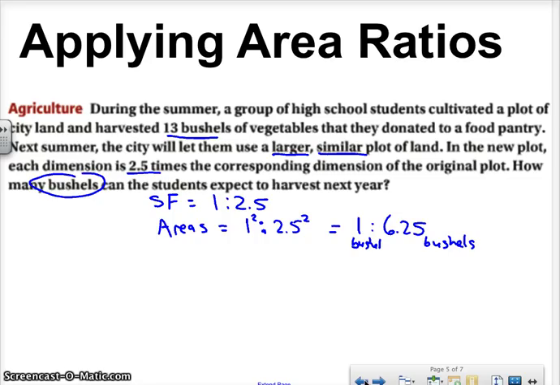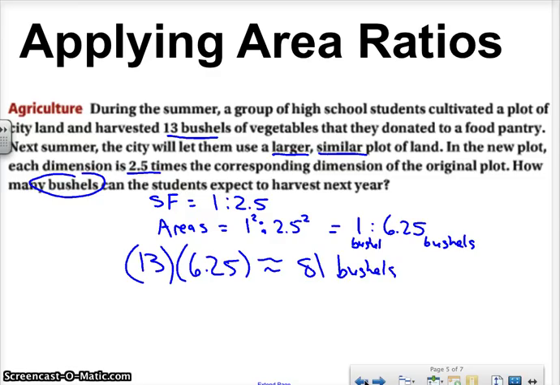So all we need to do is take how many bushels we made last year, and we know that we're using 6.25 times more area. So I can do 13 times 6.25, and I should make about 81 bushels. All right, just a word problem with the same idea. Now it's the last one I'll show you.